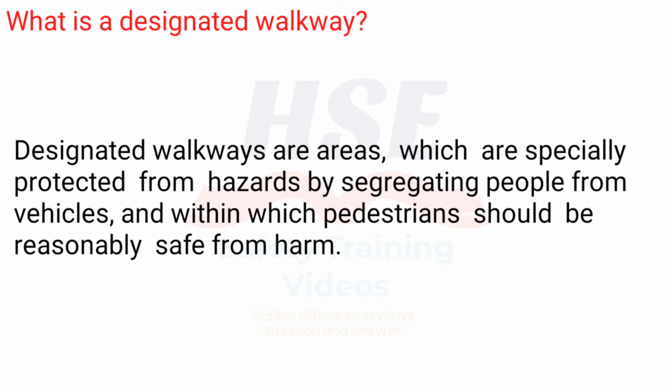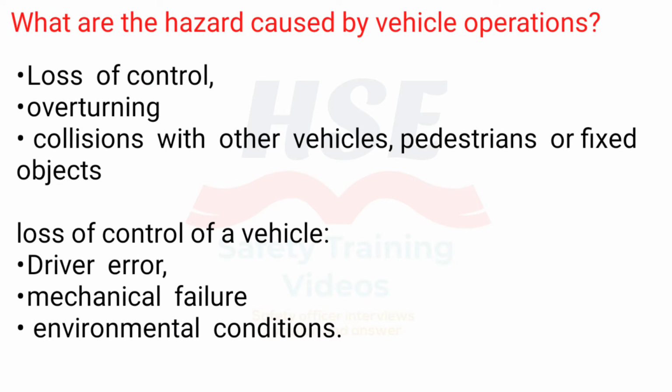What is a designated walkway? Designated walkways are areas which are specially protected from hazards by segregating people from vehicles, and within which pedestrians should be reasonably safe from harm. What are the hazards caused by vehicle operations? Loss of control. Overturning. Collisions with other vehicles, pedestrians or fixed objects.